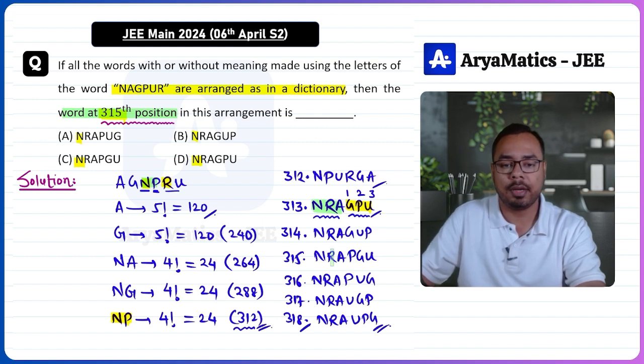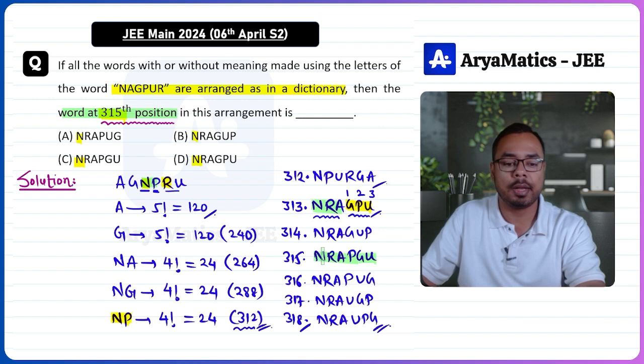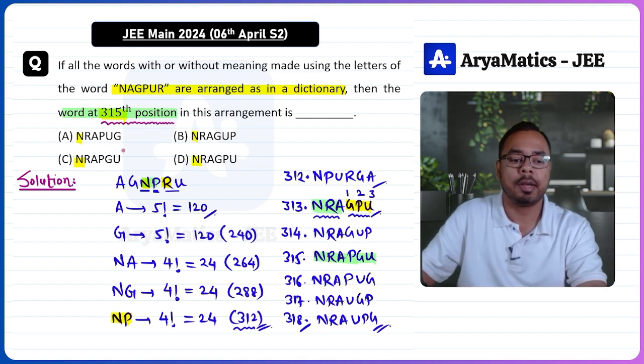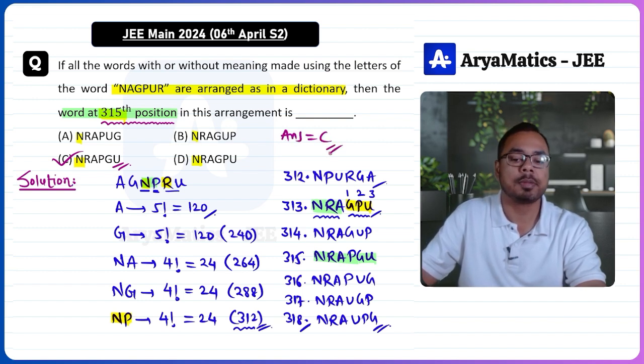Now here we are interested in the word on 315th place. So this is the word NRAPGU. Clearly you can see that this is option C, and therefore that should be the correct answer for this problem.